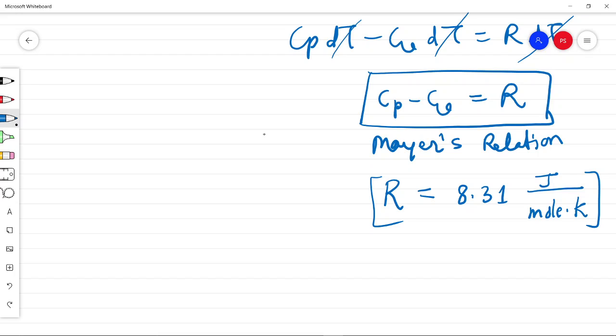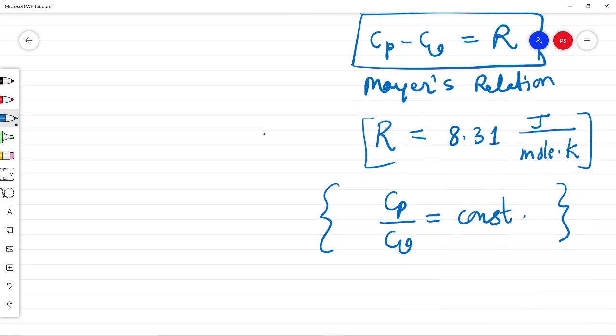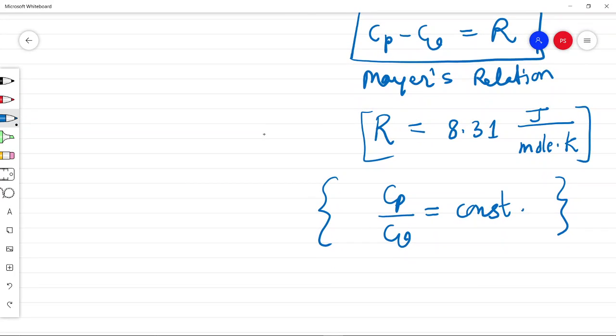So once we are through this relation, just for information, let us also know that the ratio of these two specific heats is also a constant. This has been confirmed experimentally, empirically and theoretically as well in later years. This fact we are going to use in our next video.